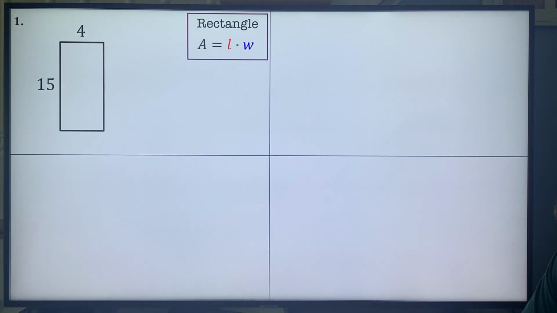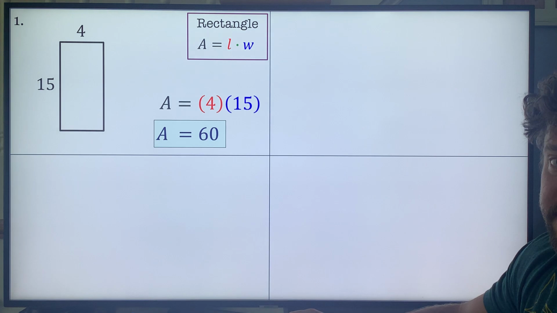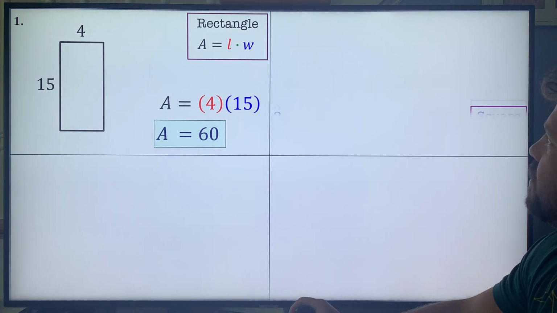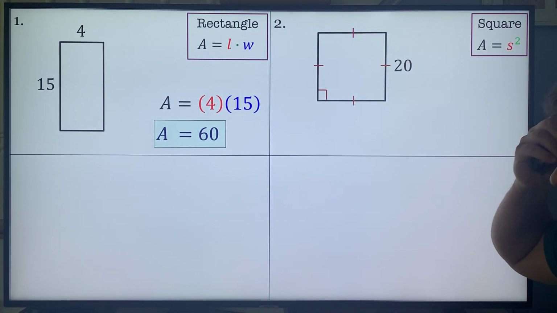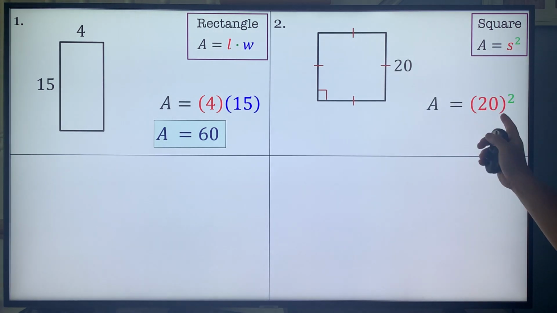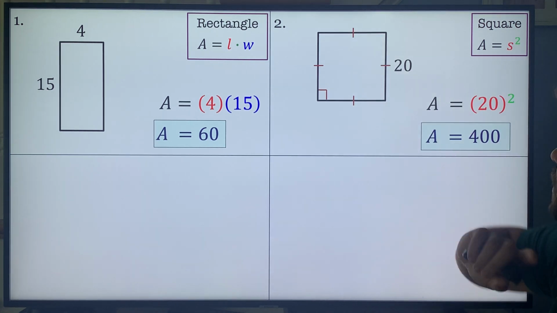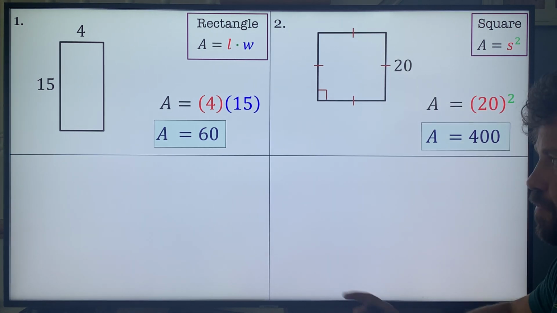So, number one, rectangle, very easy, length times width. So that would be 4 times 15, which is 60. As simple. Number two, a square is side squared. So all the sides are equal, so you just multiply the side, 20 squared, and you get 400. Now you can also do 20 times 20 and get 400 as well.